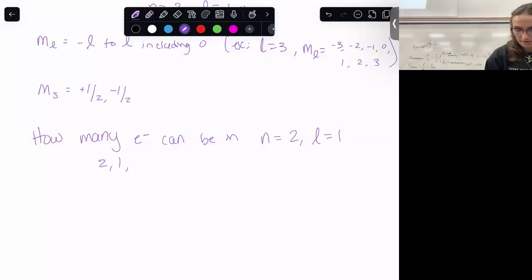Perfect, right? We can have -1, 0, or 1. And then how many options are there for each of those, right? If it's -1, how many options do we have? What's left for m sub s? Plus one half or minus one half. Perfect, right? So we can have plus or minus 1/2. We can do that for all of them. So how many options did we just come up with?